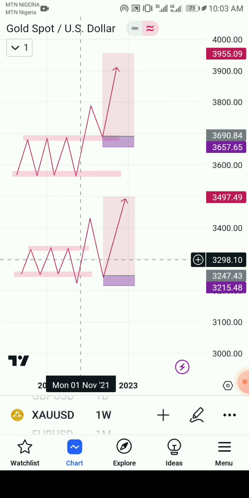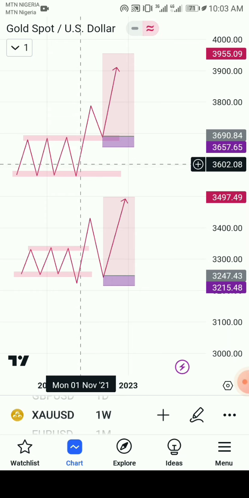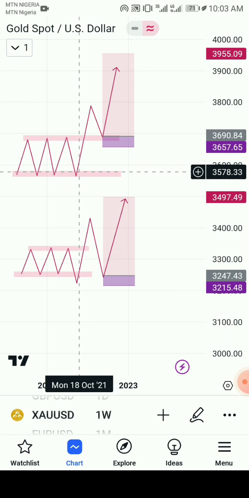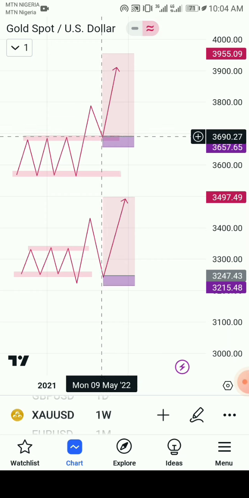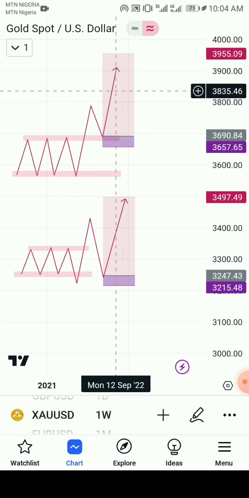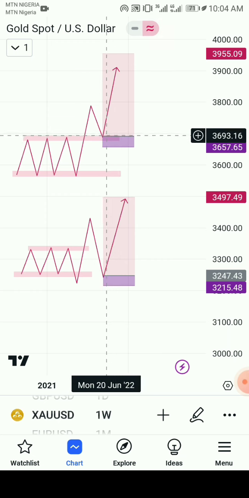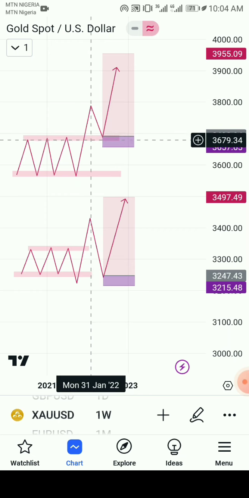But because this one here did not manipulate, I can't look for a fair value gap. I'll just take it from the resistance that becomes a support, look for my confirmation or whatsoever, and buy upward. They are all high probability setups. So whenever you see them, you take them.